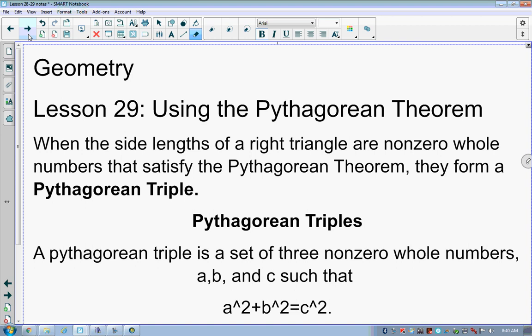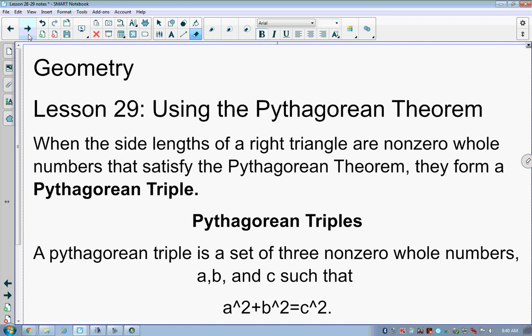Now, if they showed me a triangle and it looked like a right triangle, but I had to prove it was a right triangle, and they gave me 3 side lengths, which side length would potentially represent the hypotenuse? The longest side. So the hypotenuse is always the longest side of a right triangle.